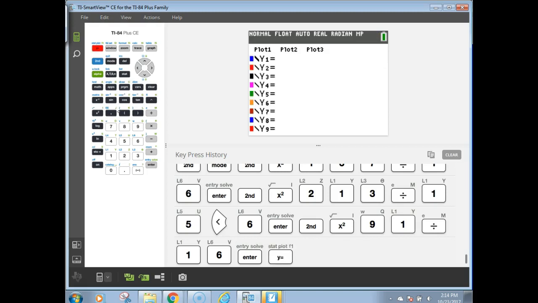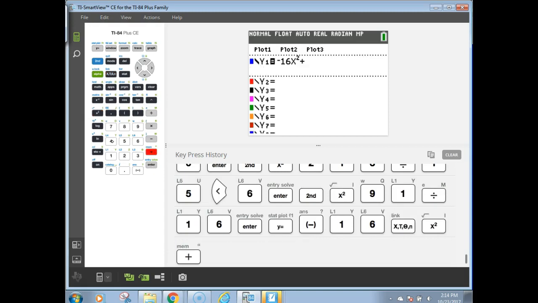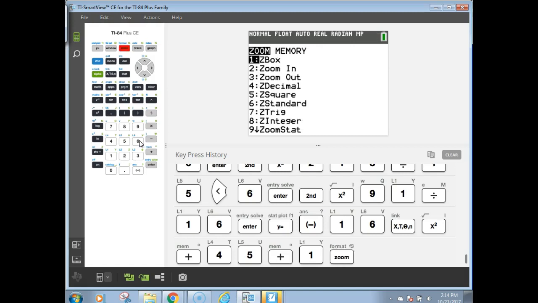Negative 16 x squared. I forgot what the initial height was. What was that? 40. I'll go, the initial velocity is 45. 45, and that was plus 1. No, we had to subtract 1 from 6. Okay, I'm going to zoom 6.